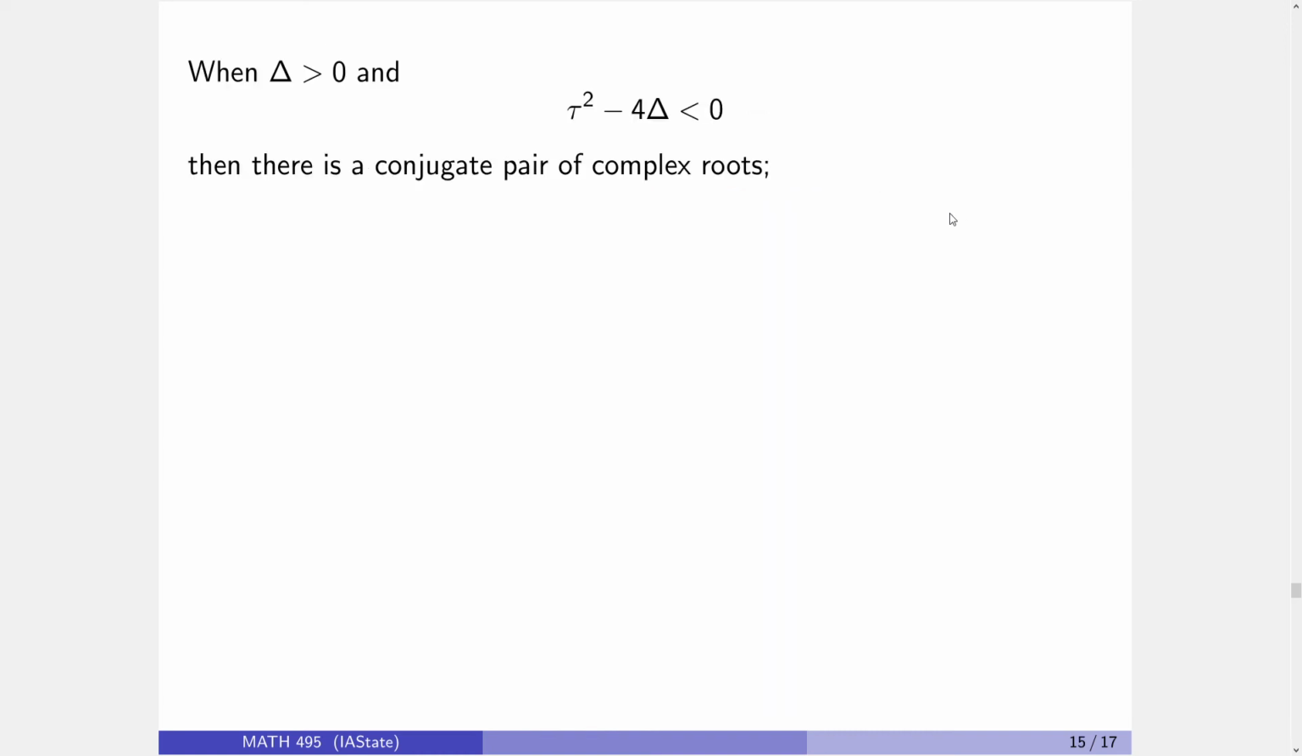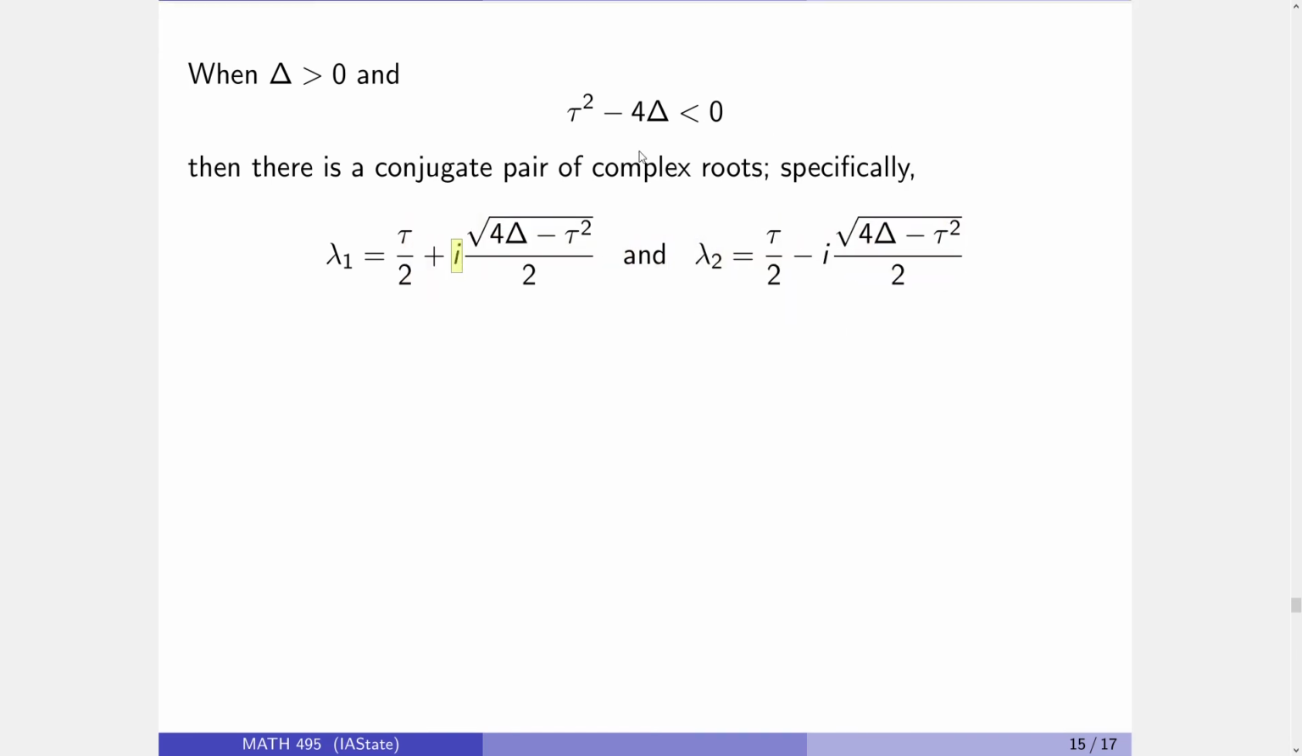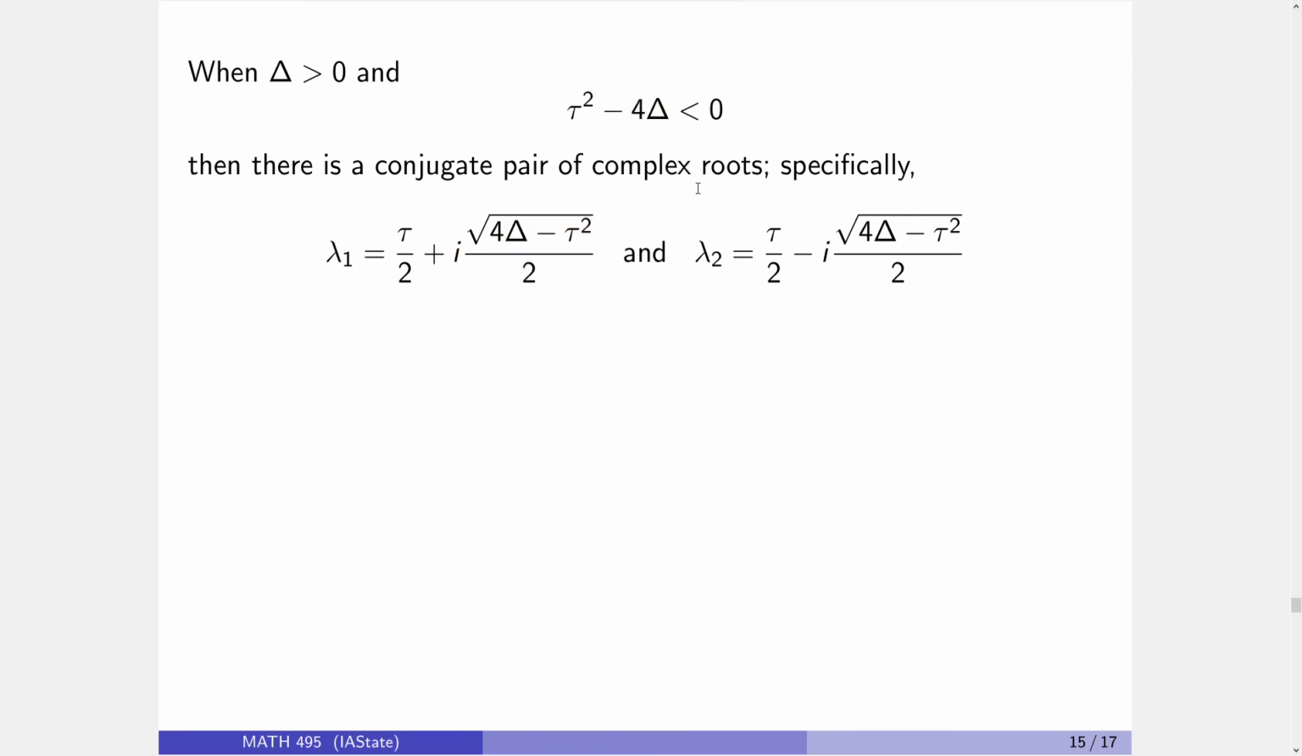All right, and now for the final case, what happens when delta is positive and tau squared minus 4 delta is negative? Well, then we get a conjugate pair of complex roots, and they specifically will look like this. So i is joined to the party. Note this is negative, so in order to talk about its square root, we've got to flip it. All right, and then there's the formula for it, and once more, recall that e to the complex number breaks into this by Euler's formula.